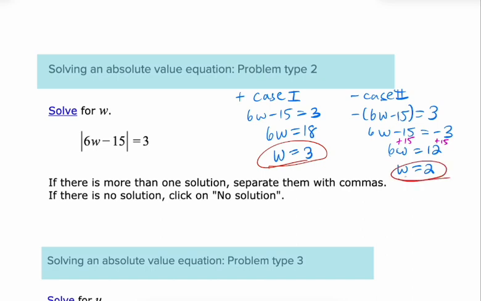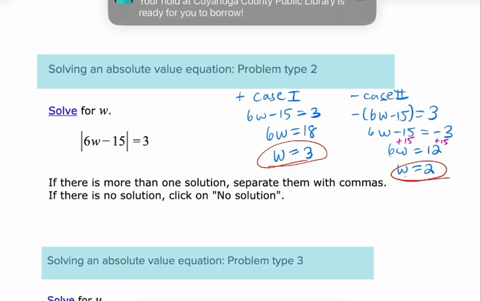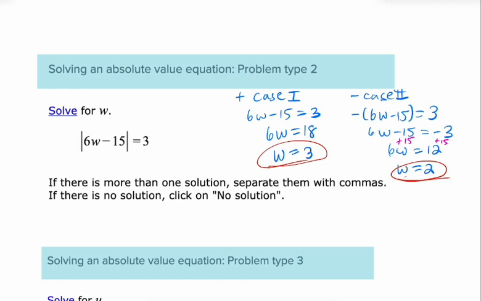Okay. So as long as you isolate and it says absolute value equals everything else, then the number should work out okay. Does anybody have any questions about that absolute value equation type 2?